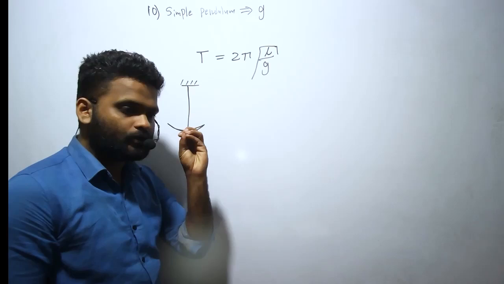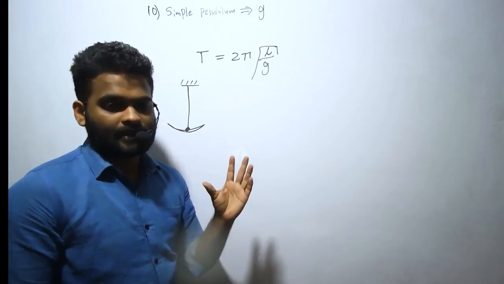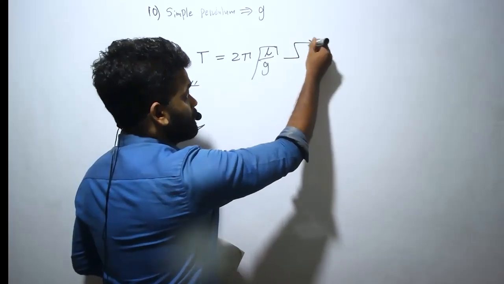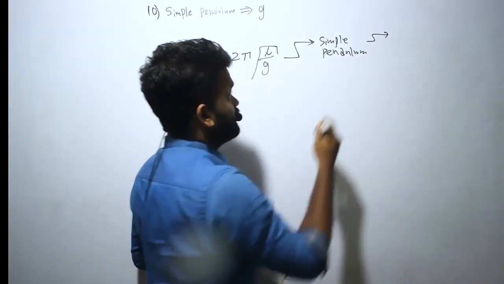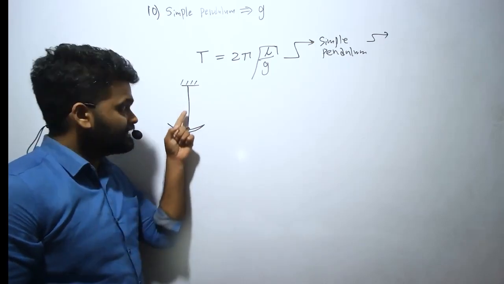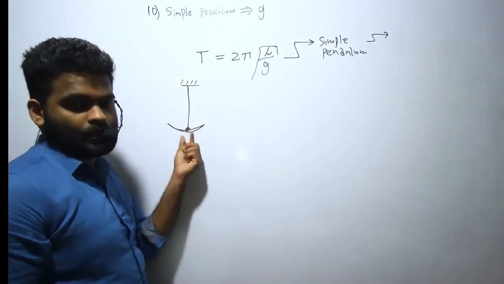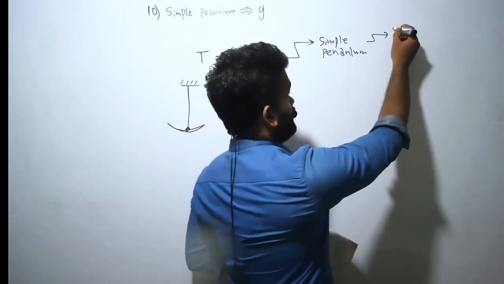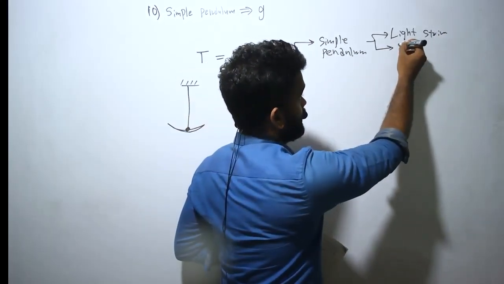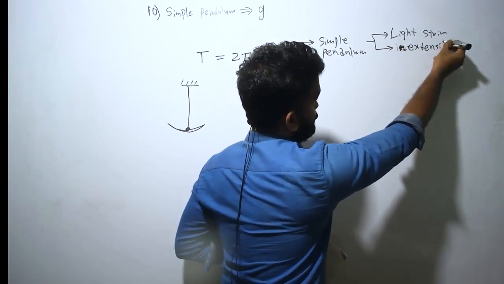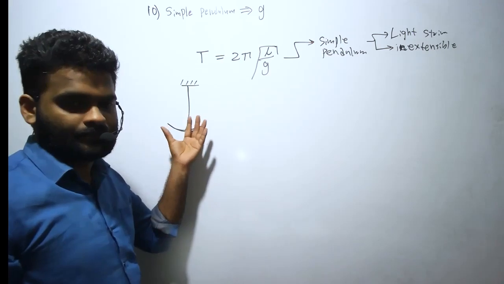So before doing the experiment, we have to make sure that this is a simple pendulum, not just a pendulum. This is a simple pendulum, right? So if it is a simple pendulum, this string should be light. This string should not have any mass, right? I mean this should be weightless. This string, not the bob. Light string. And the other condition is inextensible. So the length of the string remains the same, right? It doesn't extend. Okay? This should be inextensible.